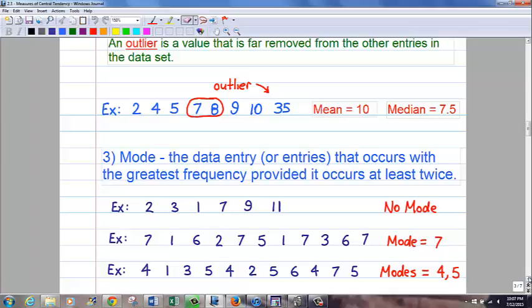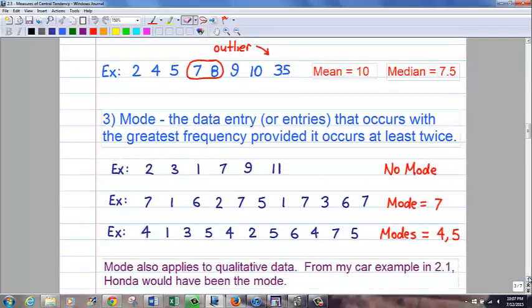Now you can have a tie, which I'll show you an example of, where you'll see the third one here. Well, let's look at this right here. These 6 numbers are all different numbers, no repeats. That data set then has no mode.